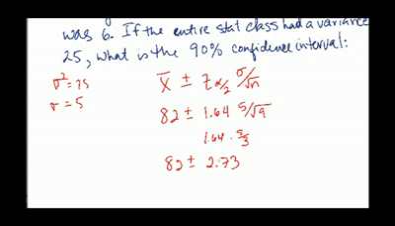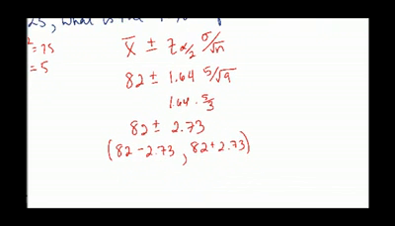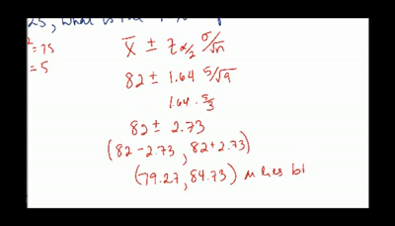So what we can do is we can have two numbers. We're going to have 82 minus 2.73 for the bottom end, comma, and then 82 plus 2.73 for the top end. We're almost done. So if we do 82 minus 2.73, you're going to get 79.27. And then 84.73. So what you can say is that your mu lies between these two numbers with 90% confidence.